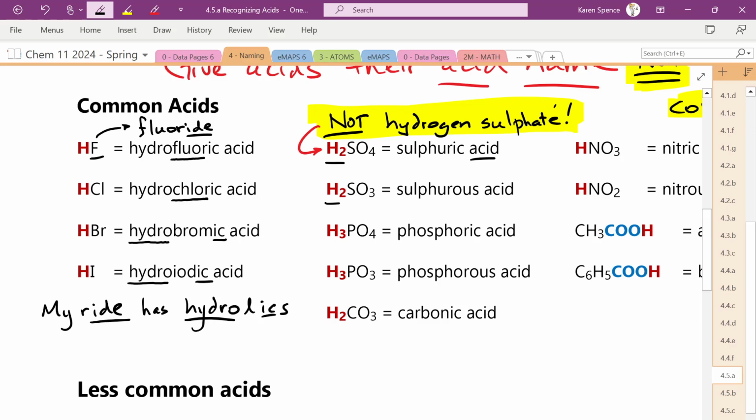Now, what you're going to find is that if we have sulfate, whoops, do you guys remember the little thing to remember the 8 ions and how they turn into acids? I ate something icky.